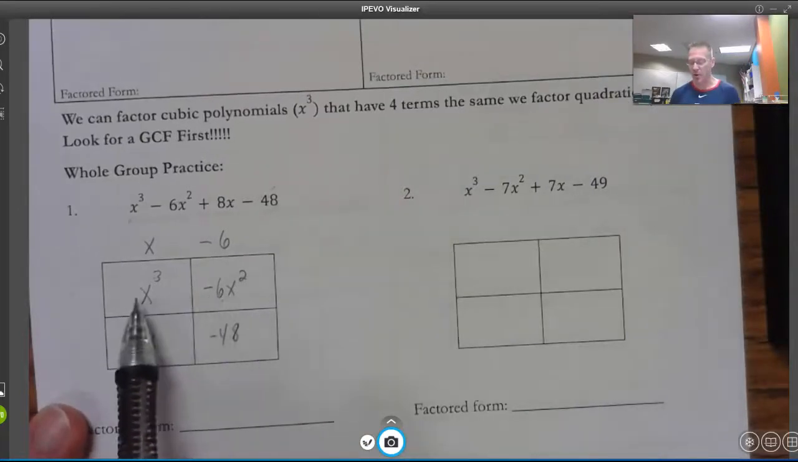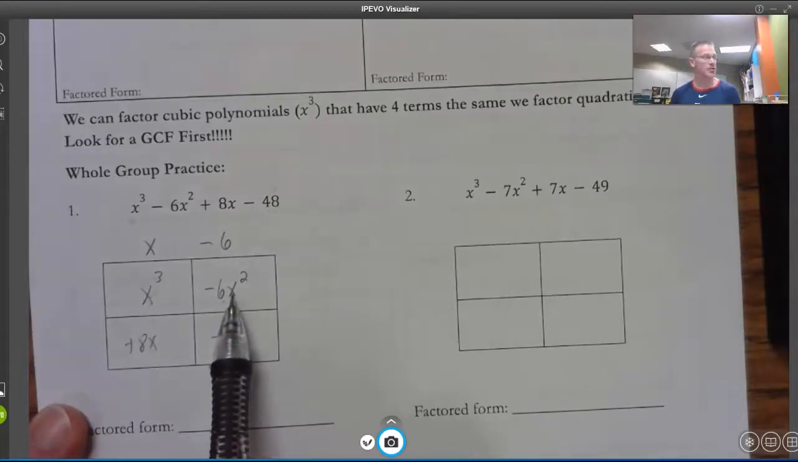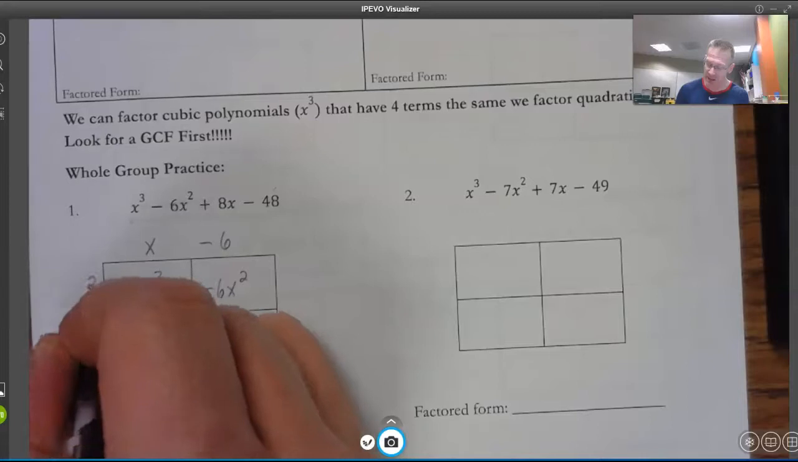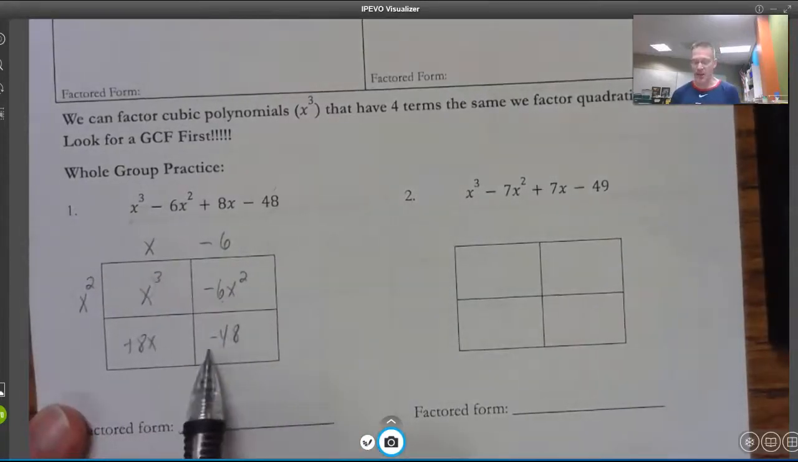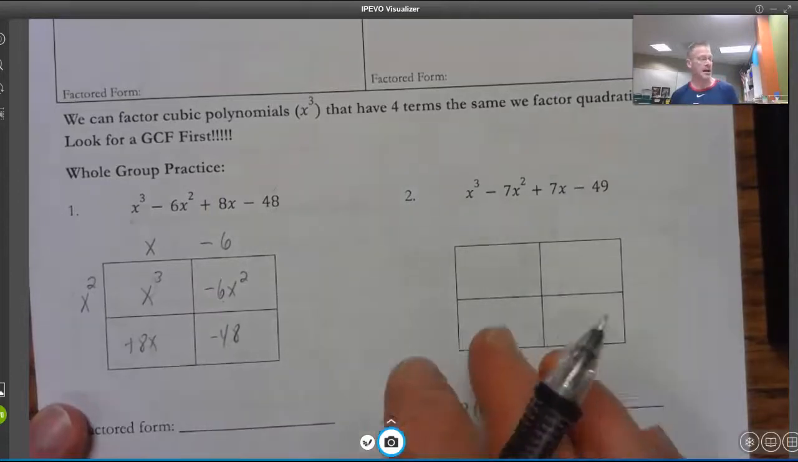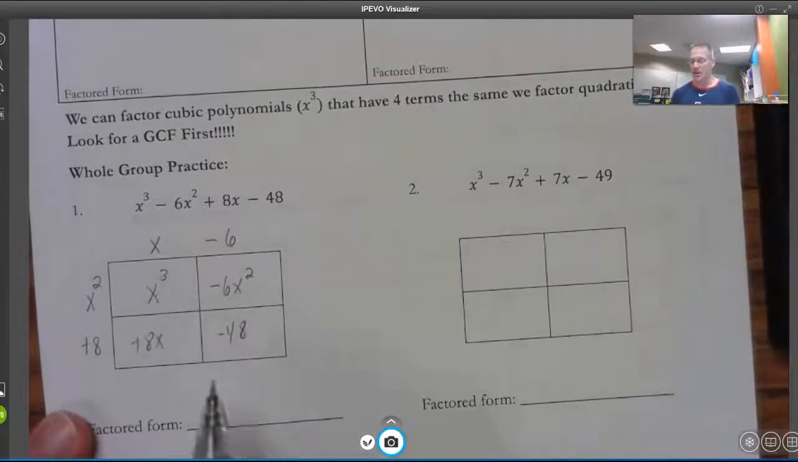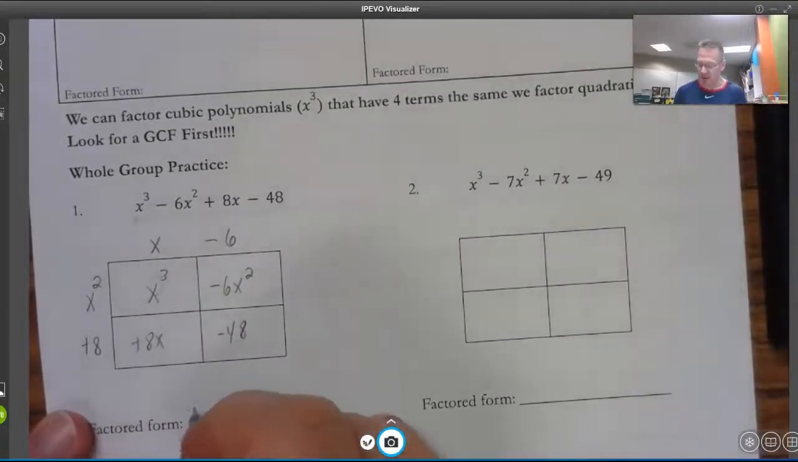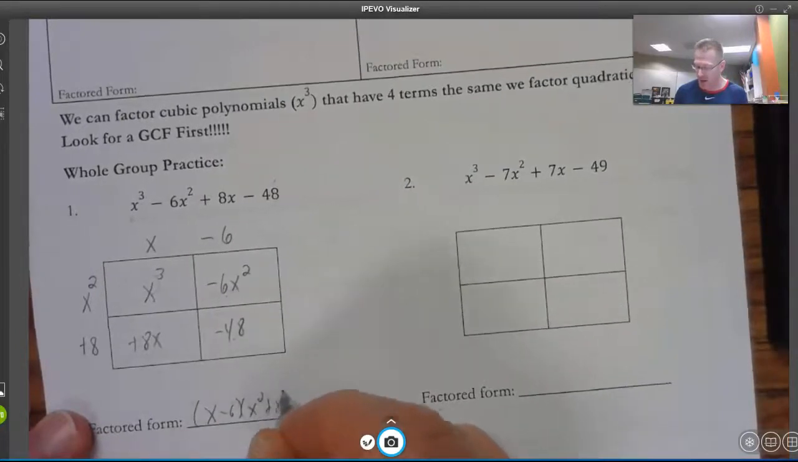Now when I go to my first row, my coefficient here is 1, which means there's nothing else I can factor out. But notice there's 3 x's here and 2 x's here, which means I can take out 2 x's. And then when I look at my second row here, I have 8 and 48. Well, I can take an 8 out of both of those numbers. So now I'm already in my factor pattern there. So x minus 6 times x squared plus 8.